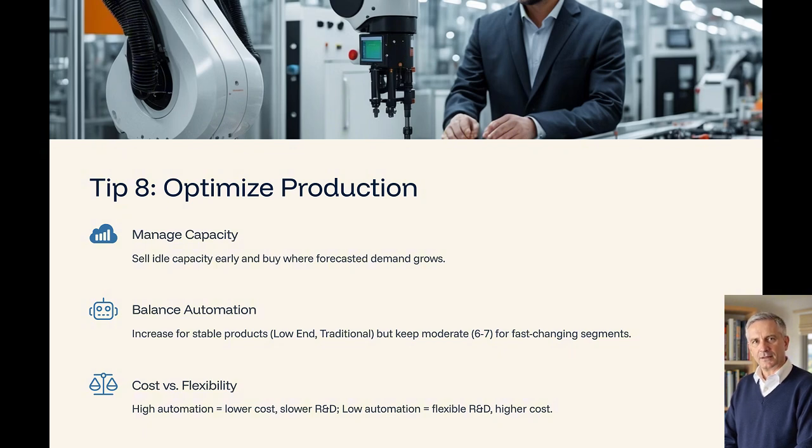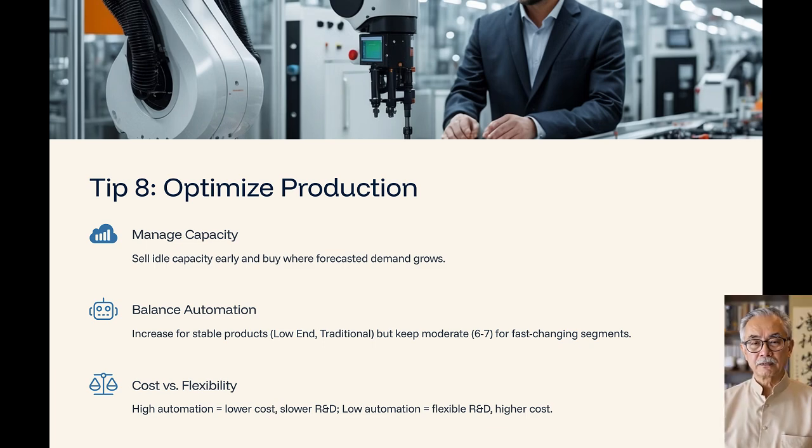Performance, size, automation helps reduce labor costs but makes R&D slower. So balance is key. High automation equals lower cost, slower R&D. Low automation equals flexible R&D, higher cost. Use Excel to simulate your total production cost based on capacity and automation settings.